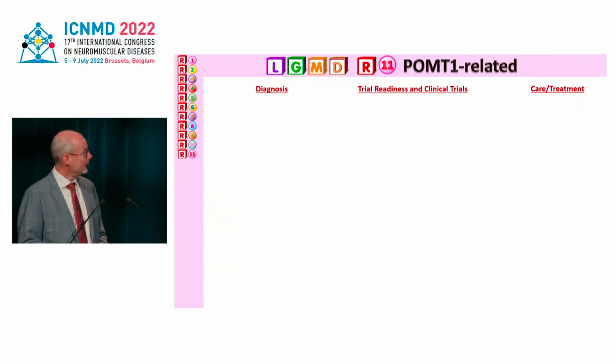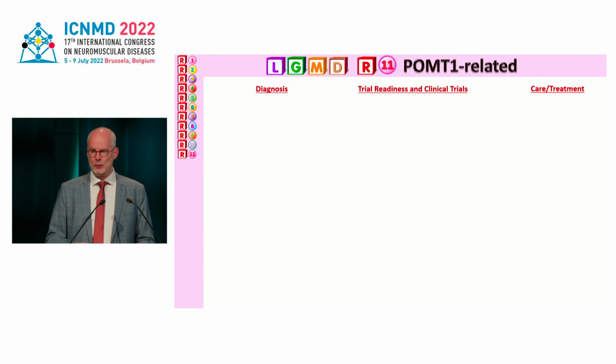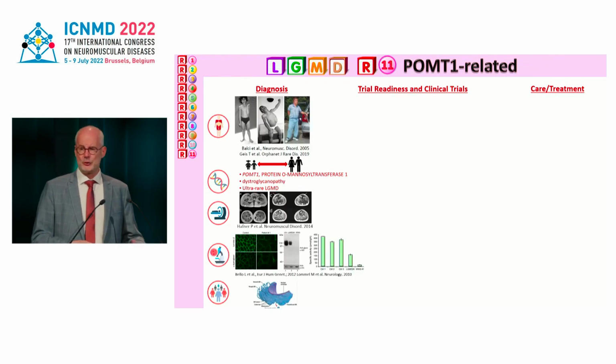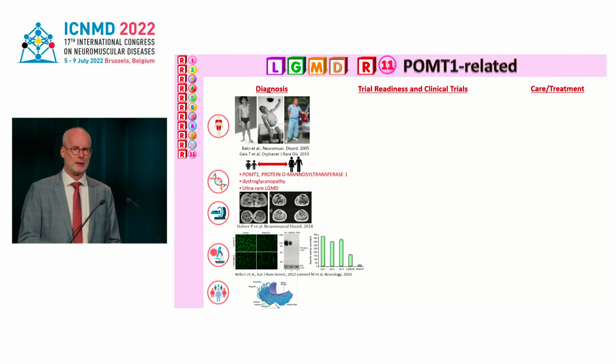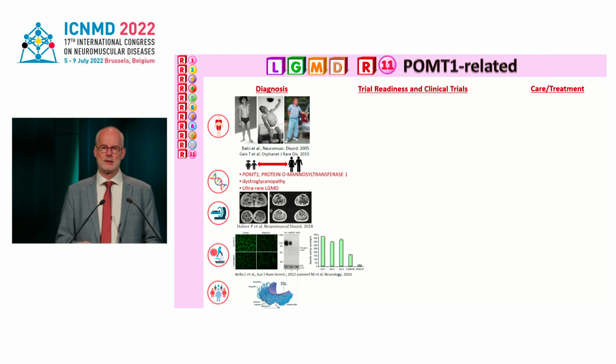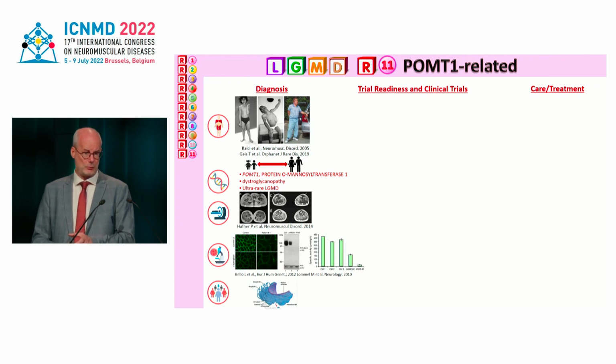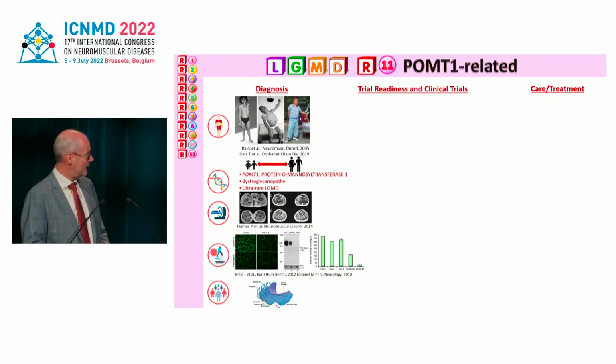Now, we are going into territory where people become less familiar with LGMDs. This is LGMD R11 or POMT1 related. Now, this was first described in congenital muscular dystrophies and muscle-eye-brain disease and Walker-Warburg syndrome. But there is also a spectrum, and there are patients with limb girdle muscular dystrophy. So this is the protein O-mannosyltransferase, which catalyzes the O-mannosylation of proteins and is important for the first mannosylation step of dystroglycan.